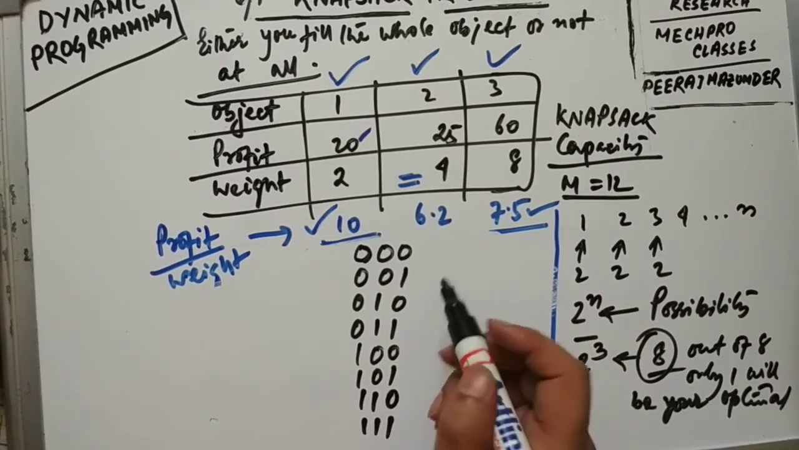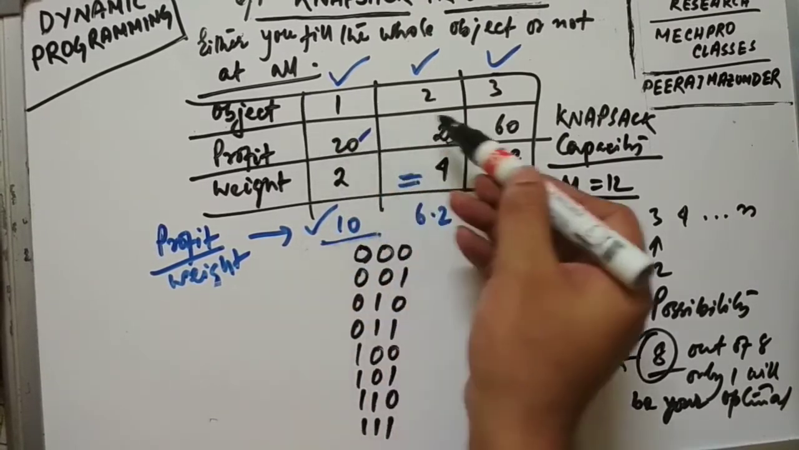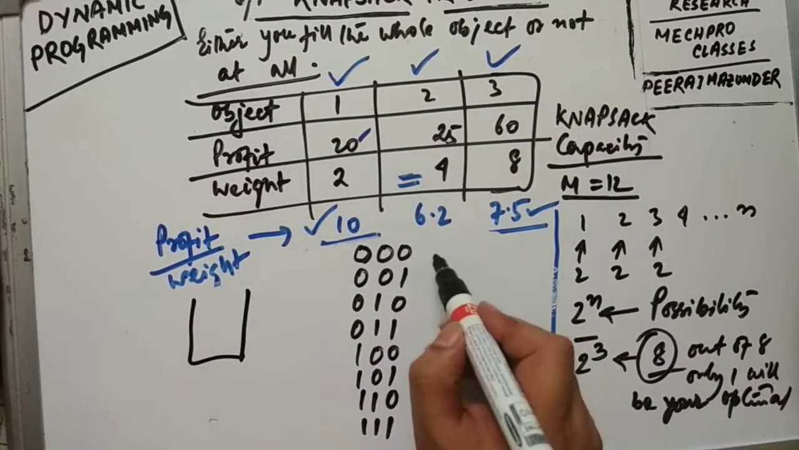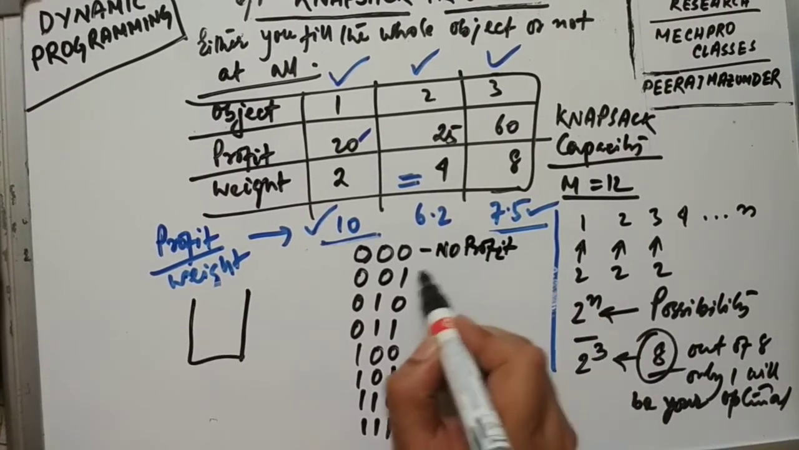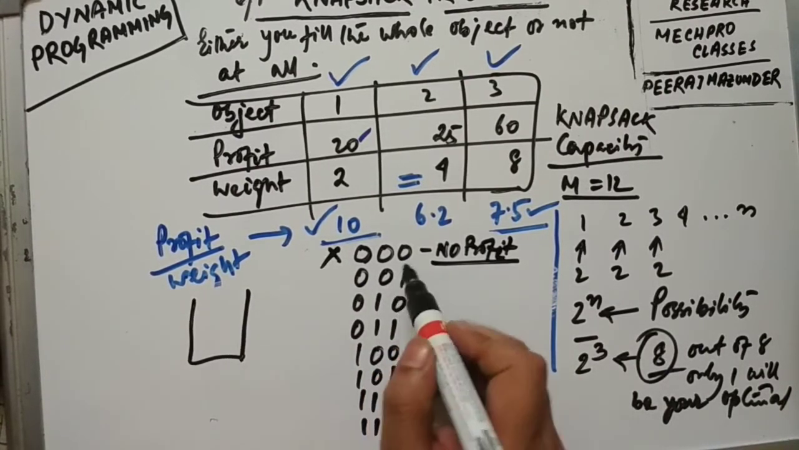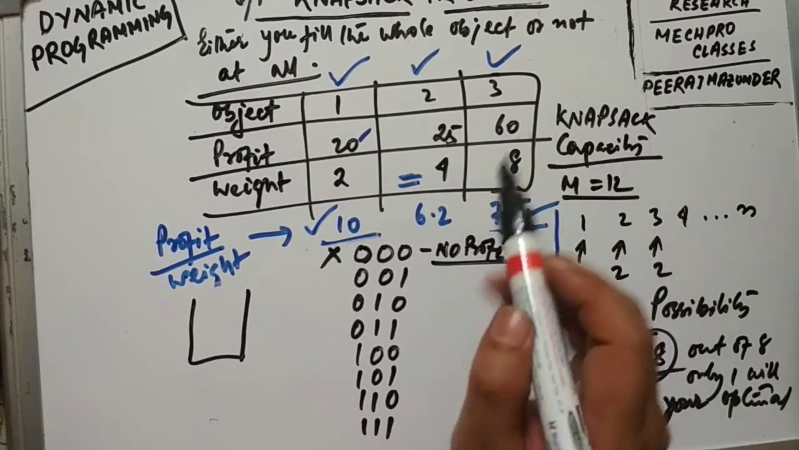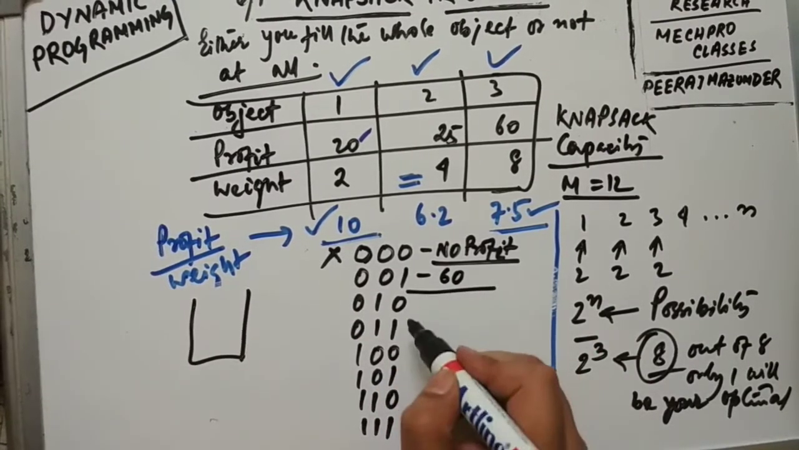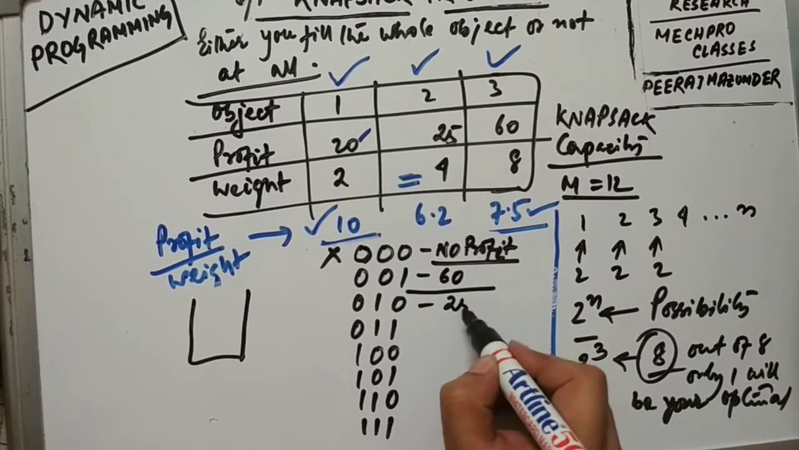Now for the first case 0 0 0, that means we are not putting any of the objects in the knapsack. So this is the knapsack, we are not putting any of these, so we have no profit. That case is gone. Now for this case, we are putting only object 3, so we have a profit of 60. For this case we are putting object 2, so we get a profit of 25.